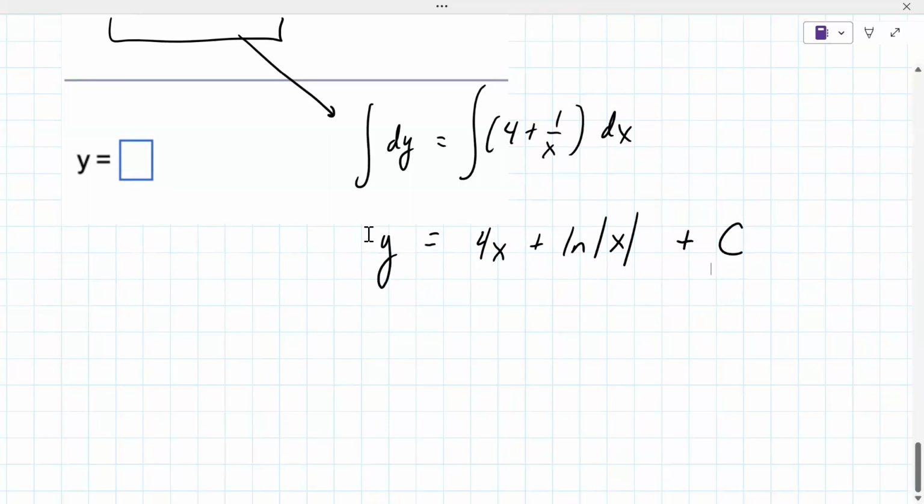Now you might say, well, shouldn't there be a plus c on the left? And you would be correct. There's a plus c on the right. They get combined. You just have one c, one constant of integration.